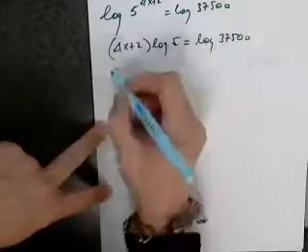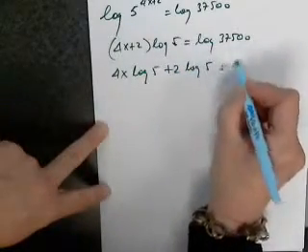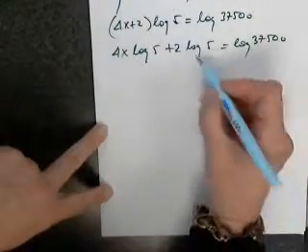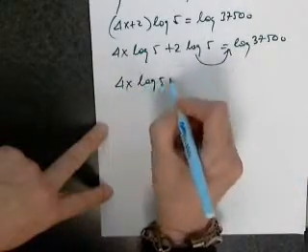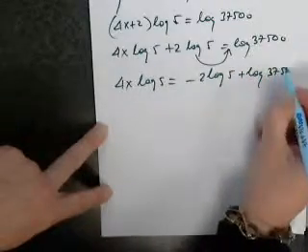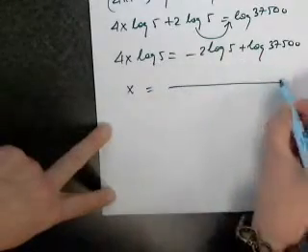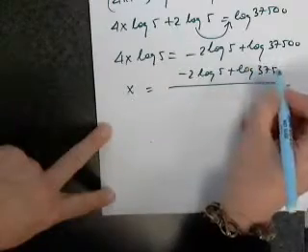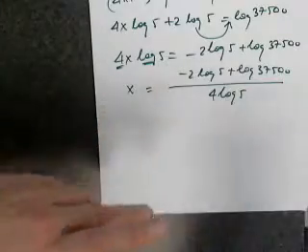It doesn't matter. If you want to distribute, it will be 4x log 5 plus 2 log 5 equals log 37500. I will move this term here or to the back. It doesn't matter. So 4x log 5 equals negative 2 log 5 plus log 37500. And finally, I have to divide both sides. The top is negative 2 log 5 plus log 37500. And of course, I have to divide by the two numbers, 4 log 5.